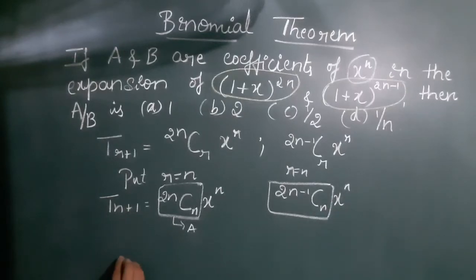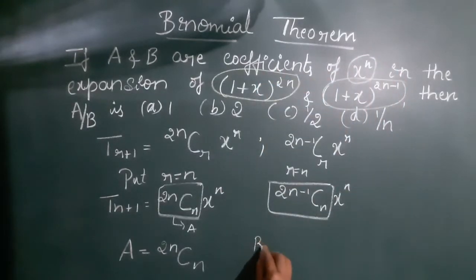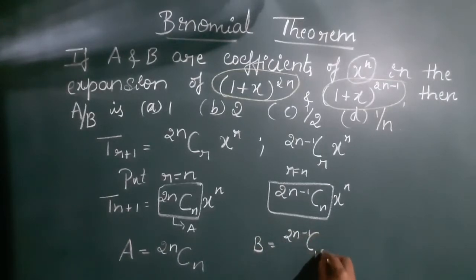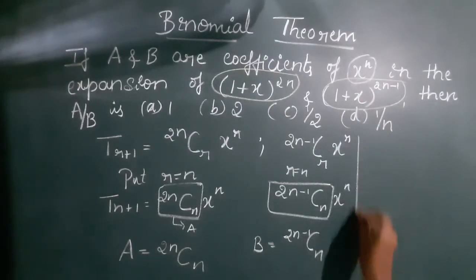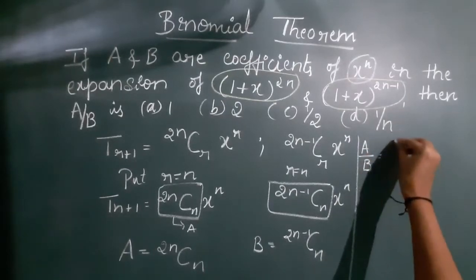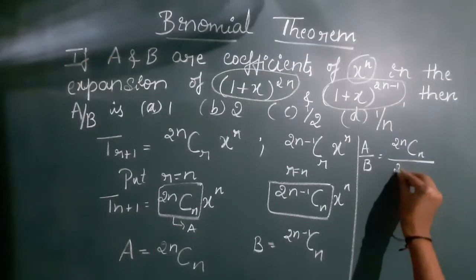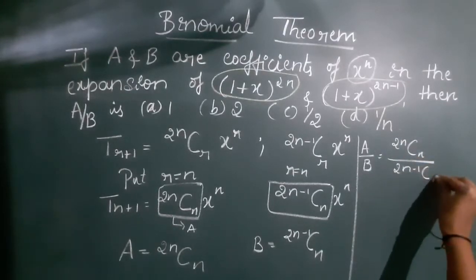So what we got? The value of A is equal to 2n Cn. This is the coefficient of x to the power n in this expansion. And the value of B is equal to 2n minus 1 Cn. This is the coefficient of x to the power n in this expansion. Now we'll find A by B. So here I'll write A by B will be equal to 2n Cn divided by 2n minus 1 Cn.